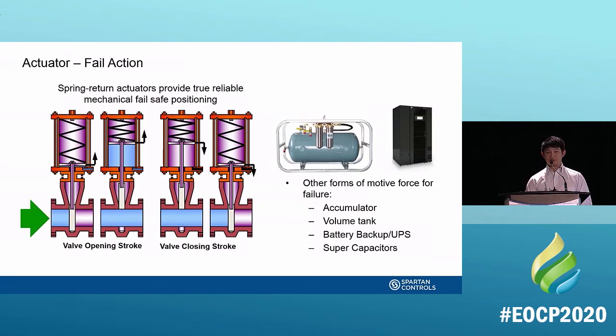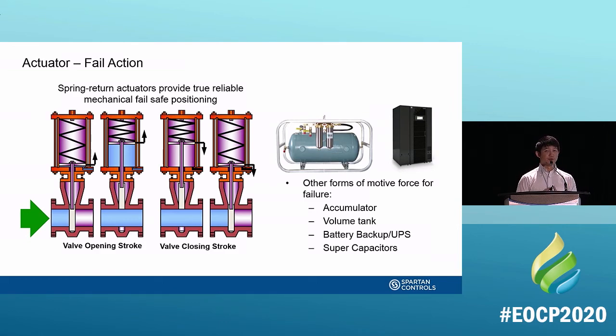Now, if you do want a fail action, we have to have some sort of stored energy. So in order to move it to that position when we lose power, generally you'll see something like a spring. So in this case, we see a spring. Here we've powered the actuator open, which compresses that spring, and then once we lose power, that spring takes over and it closes your actuator. So an emergency shutdown valve, or a valve that needs to be fail closed, would look much like this.